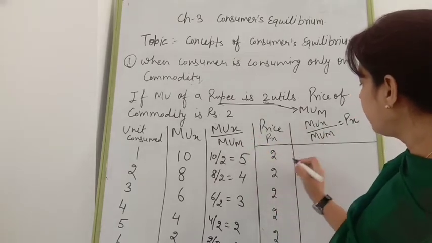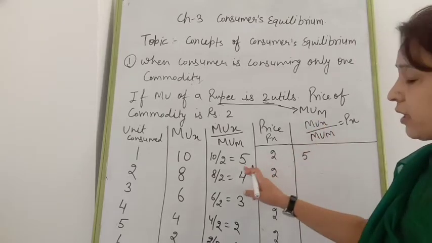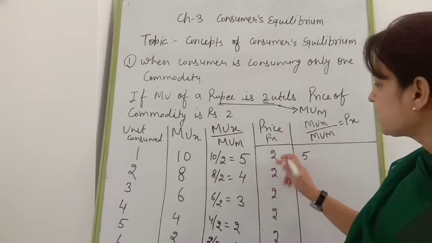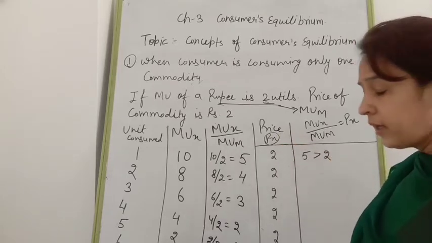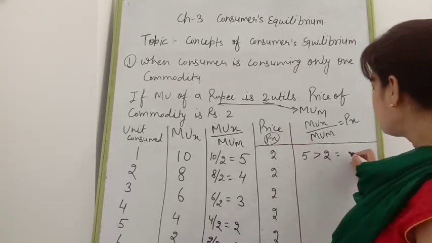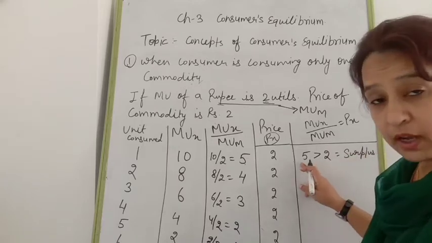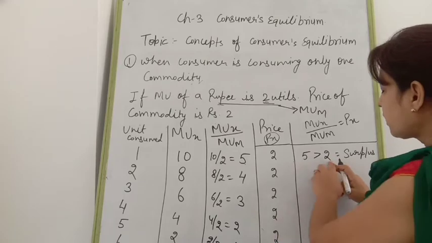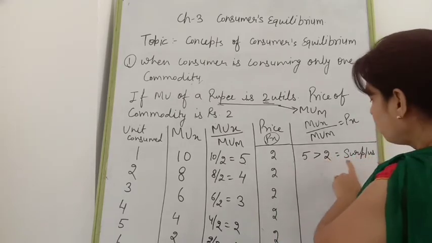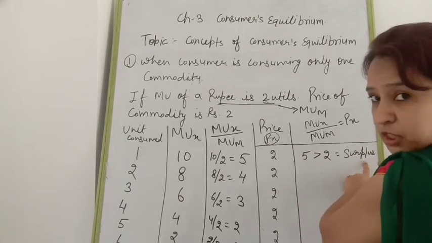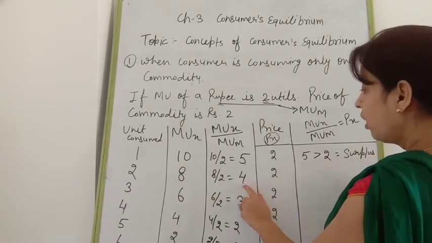You can see here MUX divided by MUM, that is 5, and the price given is 2. It means it is greater. Clear? So in which position is the consumer? Surplus. He is going to get satisfaction 5, and what he is sacrificing, the price given by him, is 2. So he is in a surplus position. Definitely he is going to continue his consumption.